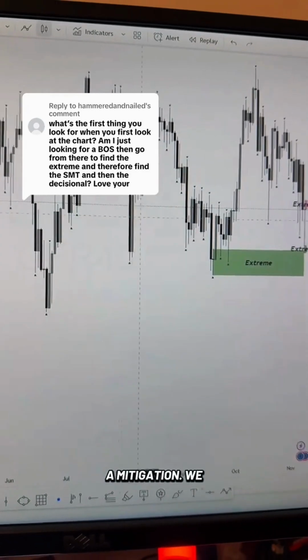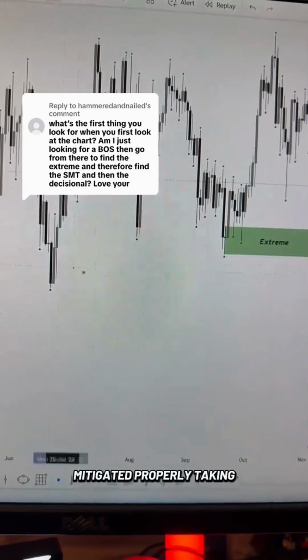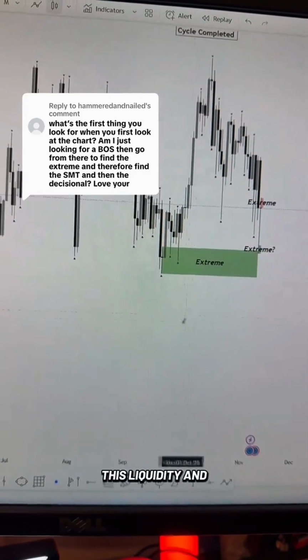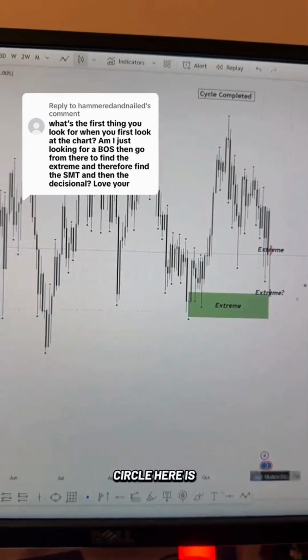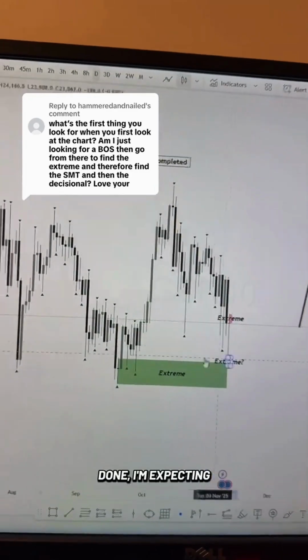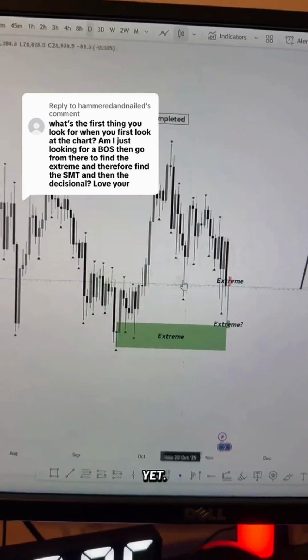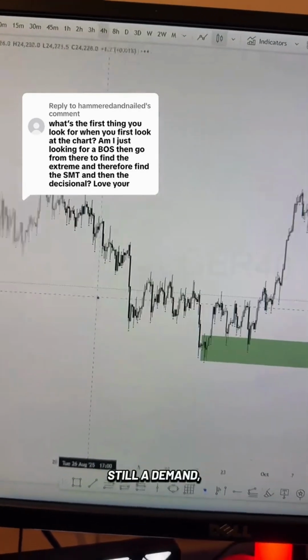This is not a mitigation. We went up, came back down, mitigated properly, taking out all of this liquidity, and then we went up. However, this cycle here is done. So because it's done, I'm expecting this to fail, but it's not ready to fail yet. And then I'll go on a 4H because it's still a demand zone. Remember, it's still a main push.